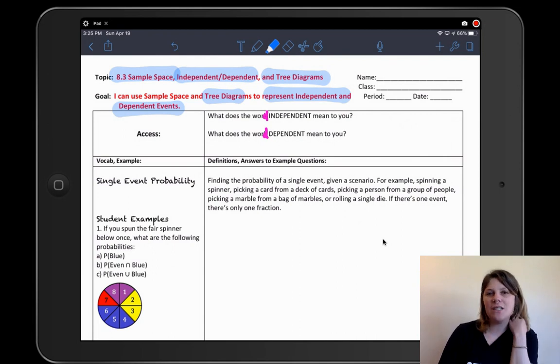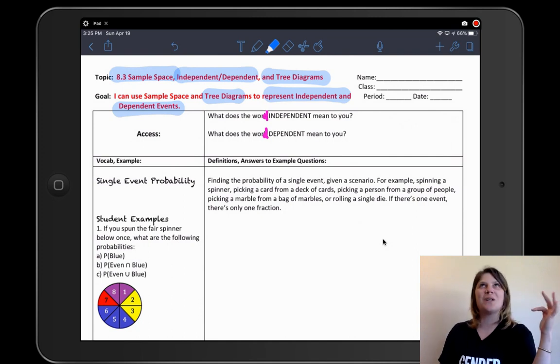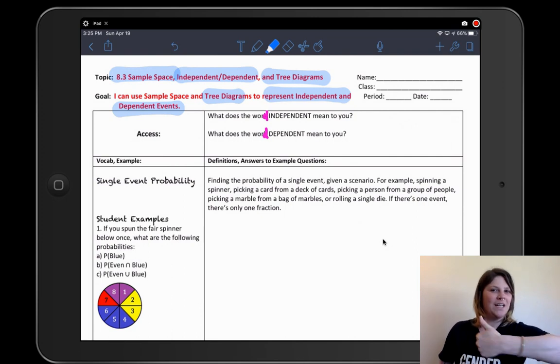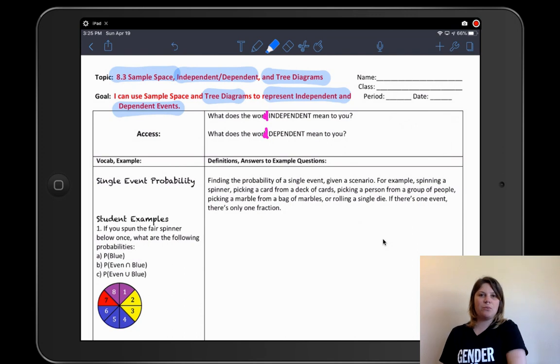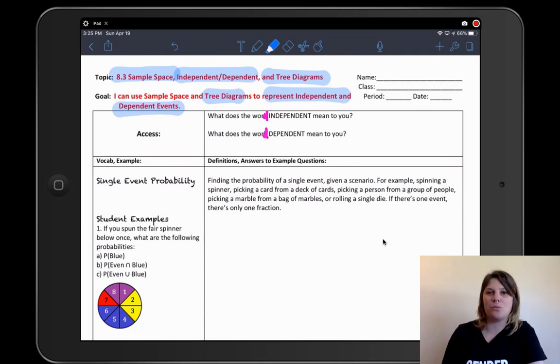Okay, so I want you to take a minute for the access, and there's a typo. It should say, what does the word independent mean to you, and what does the word dependent mean to you? Of course, there's typos because it's a Jarmic original. And just think about what they mean in real life to you, because that can really help us as we move forward to think about what do they mean specifically to probability in mathematics. Okay, so hopefully you had a few minutes to think about that, and we'll come back to that when we go back over the independent and dependent events definition.